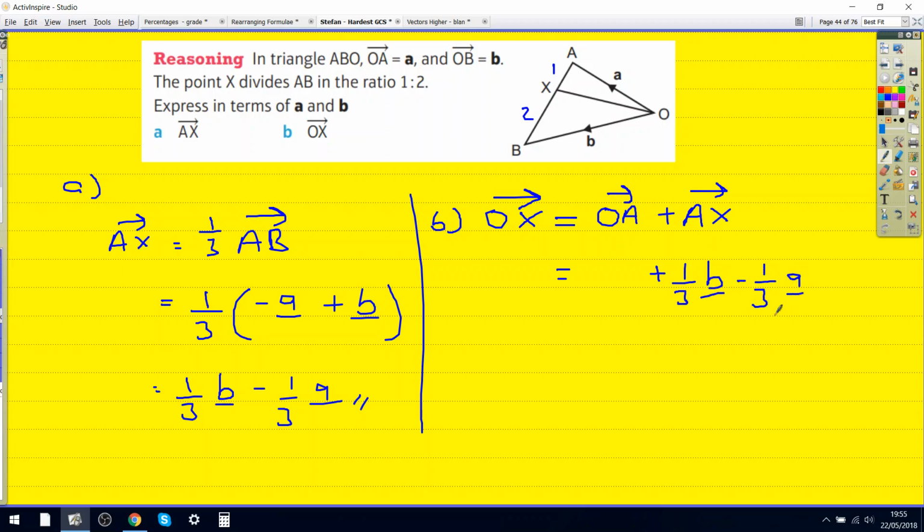O to A is just A, so that would be A plus a third of B minus a third of A. And simplify, which is just a third of B plus 2/3 of A. That's it. Any questions there? It just helps if you can use your previous answer, because it takes a lot of the work out.